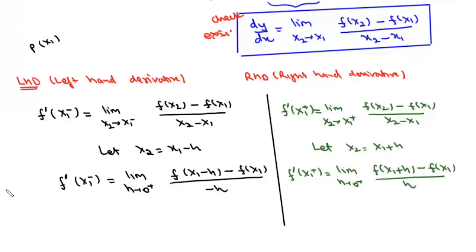So in order to check differentiability at a point, we'll have to find its left hand derivative and we'll have to find its right hand derivative. If both the limits are equal, finite and unique, then we'll say this function is differentiable at that point.